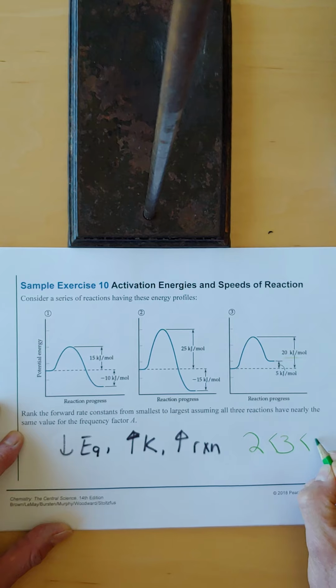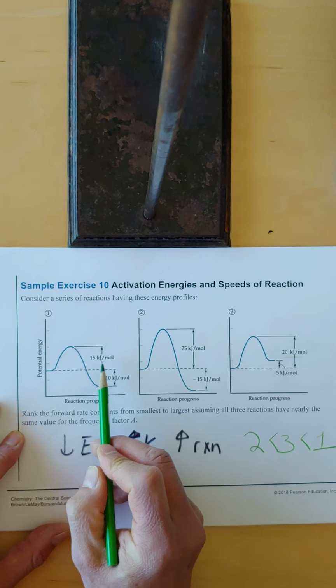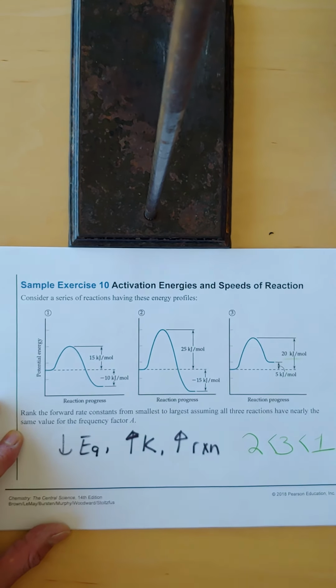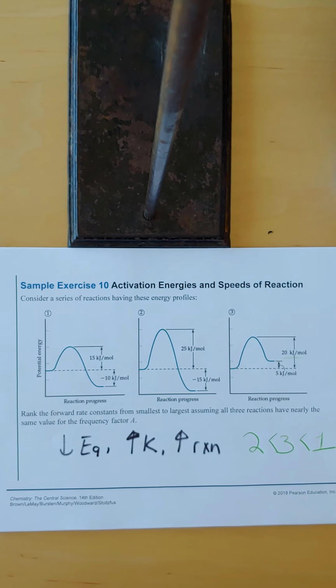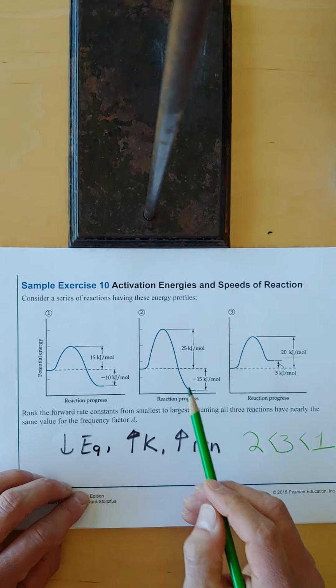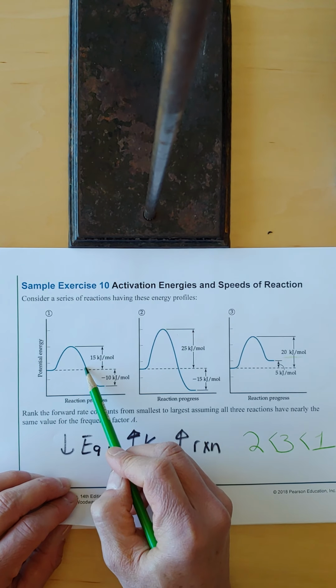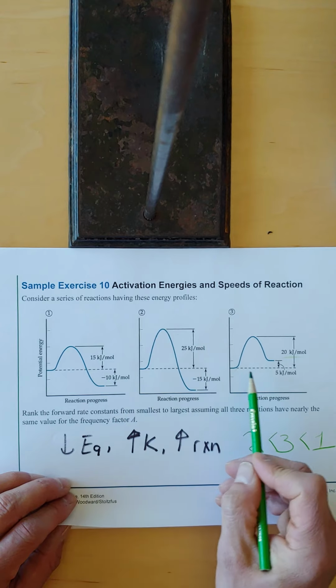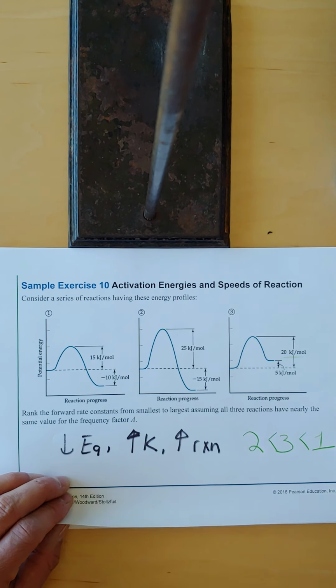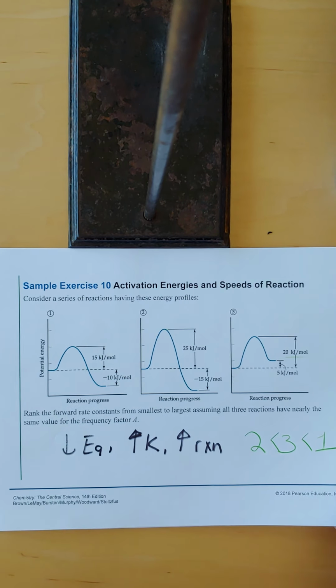And then the fastest reaction is going to be reaction 1, because that only has an activation energy of 15 kilojoules. Okay. So that's my activation energy ranking. This one's going to be the slowest. This one will be second, and that one will be first. Right, in order of increasing rates of reaction, right?